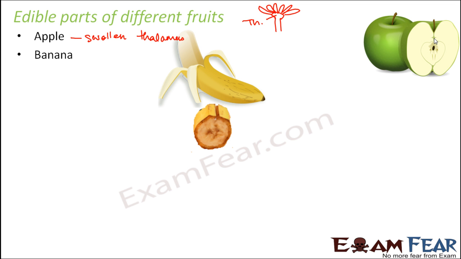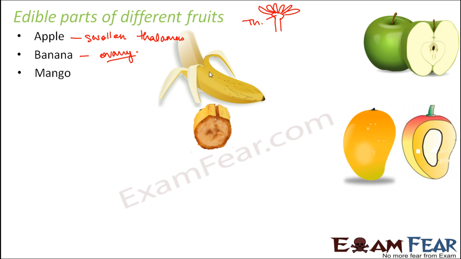Next is the banana. In banana also, which is the edible part? In banana, the edible part is the ovary. So that is the fruit. The true fruit is the edible part. So this part is the fruit and the outermost layer is the layer of the fruit. Mango: in mango, the mesocarp is the edible part. If you see, this is the exocarp, the outermost layer. This is the middle layer, the mesocarp, which is the most fleshy, and this innermost layer is the endocarp, and this is the seed. So here mesocarp is the edible part.